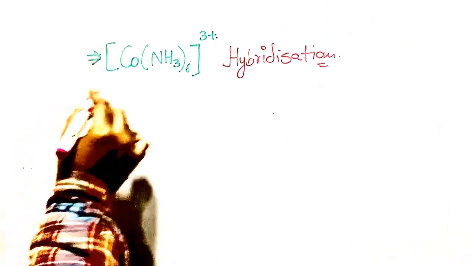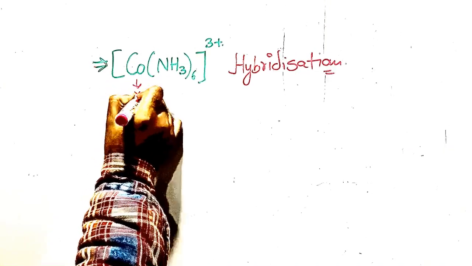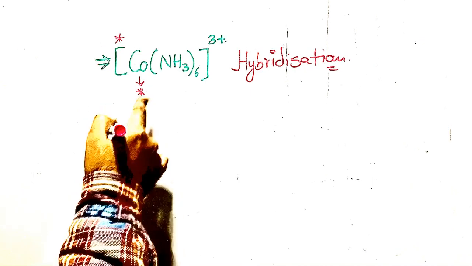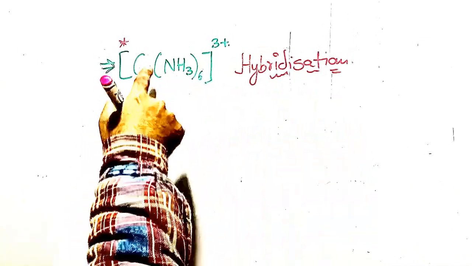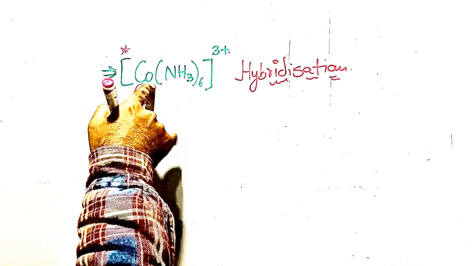Now there was a question in the evening shift asking for the hybridization of cobalt in this particular coordination compound. Let's first understand how we can calculate the hybridization of the central atom in any coordination compound. First, we have to calculate the oxidation number of the central atom.